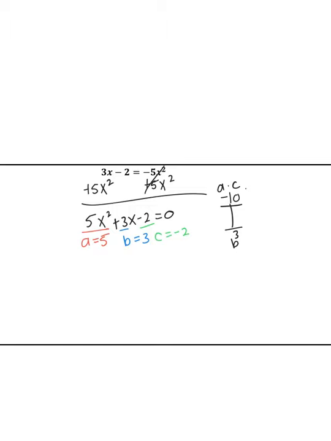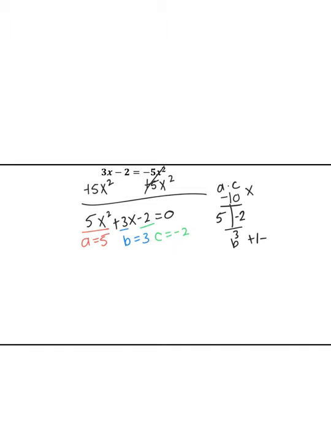So I need two numbers that multiply to -10 and add or subtract to give me 3. Factors of 10 are 5 and 2. And if I do 5 minus 2, that gets me a positive 3. So 5 times -2 is -10, and 5 plus -2 is positive 3.